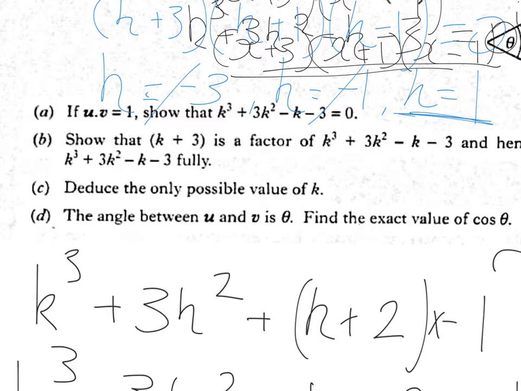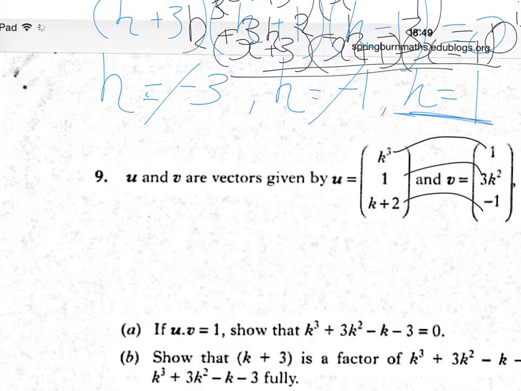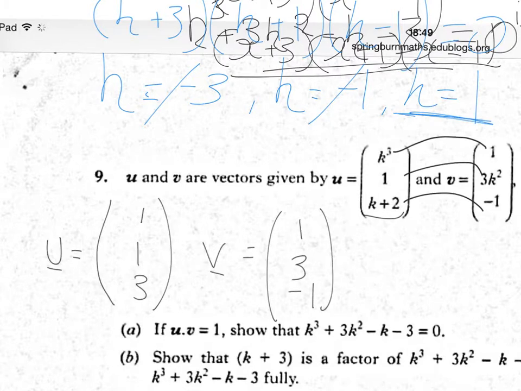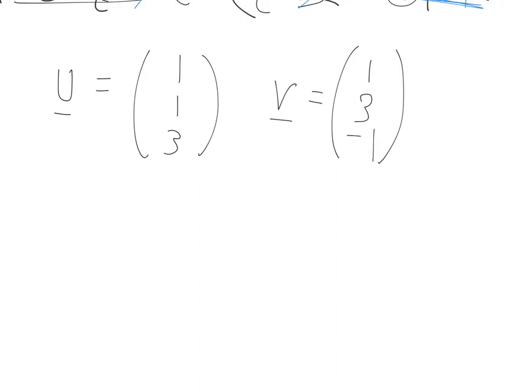Part D says the angle between u and v is theta, find the exact value of cos theta. So if k is equal to 1, then vector u can now be written as 1 cubed, which is 1, 1, and k + 2 will be 3. For vector v, we've got 1, and remember k is equal to 1, so 3k squared will be 3, and -1. So my two vectors are u = (1, 1, 3) and v = (1, 3, -1).